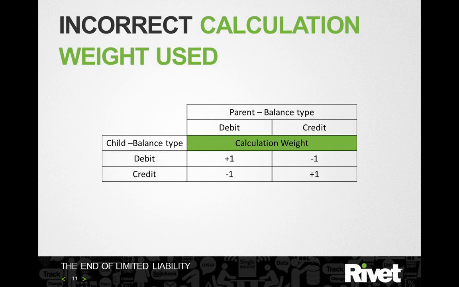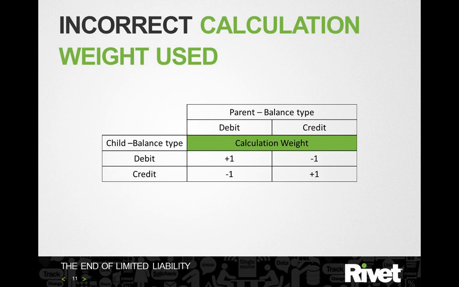The last item is just incorrect calculation weights. One of the things that a filer does when filing is not only report the numbers, but also define the calculations between numbers. And XBRL restricts how these calculations should work. And this little graph just really shows you how that works. A debit adding up to a debit must be positive, a debit into a credit must be a negative, credit into a credit a positive, and a credit into a debit a negative.